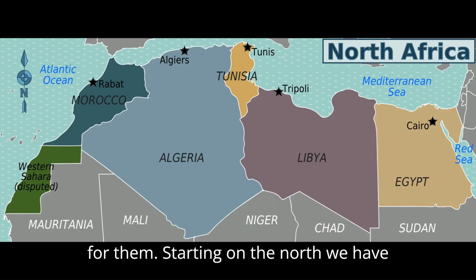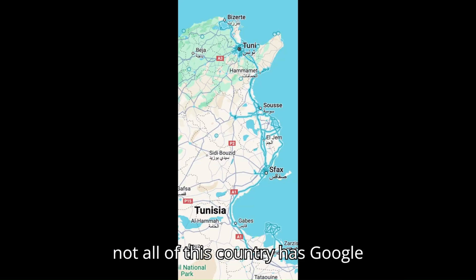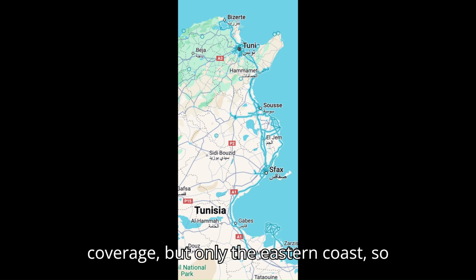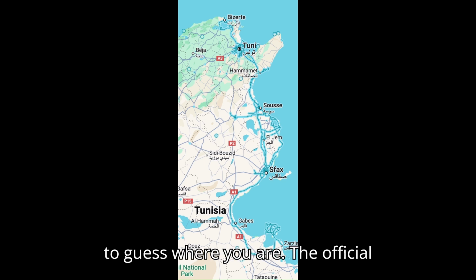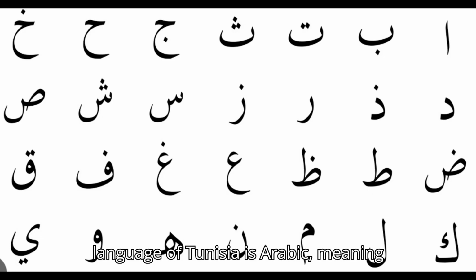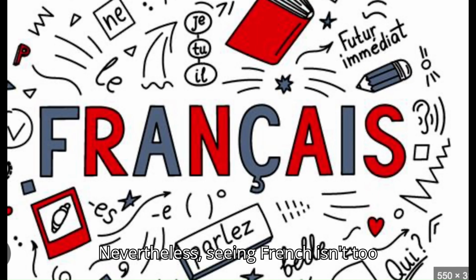Starting on the north, we have Tunisia. Firstly, we can see that not all of this country has Google coverage, but only the eastern coast, so that should already help you when trying to guess where you are. The official language of Tunisia is Arabic, meaning that if you see Arabic text in Africa, you are most likely to be here. Nevertheless, seeing French isn't too rare in this country either.